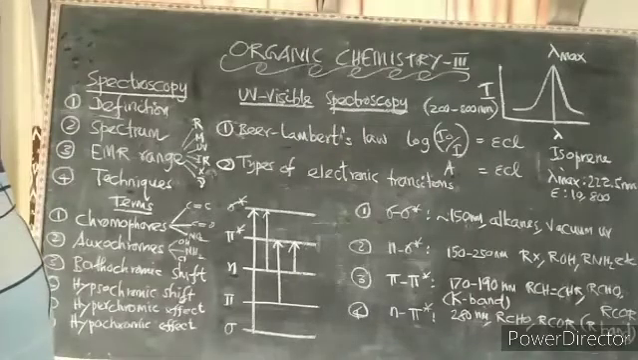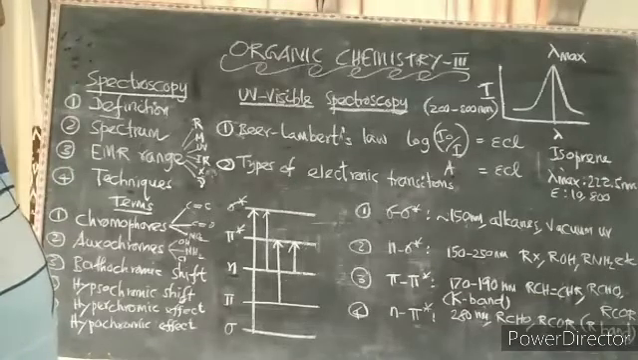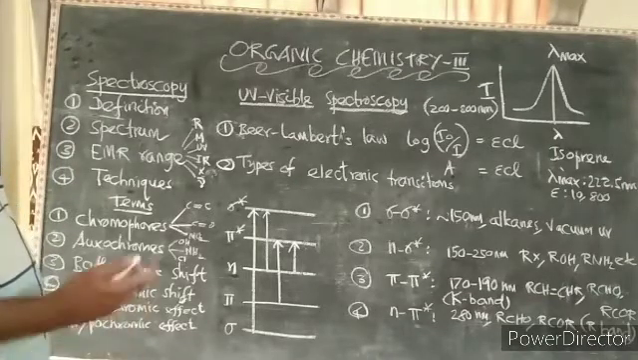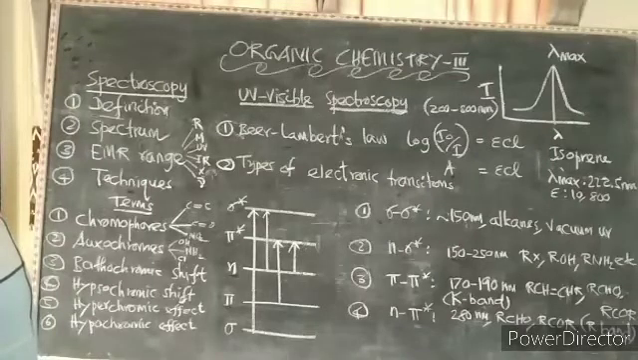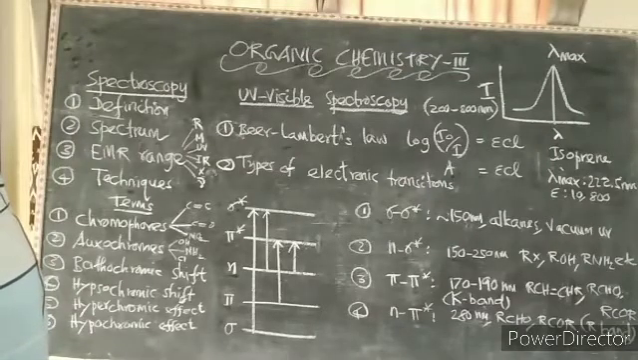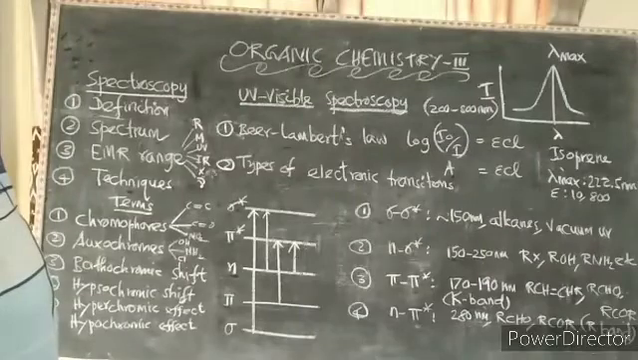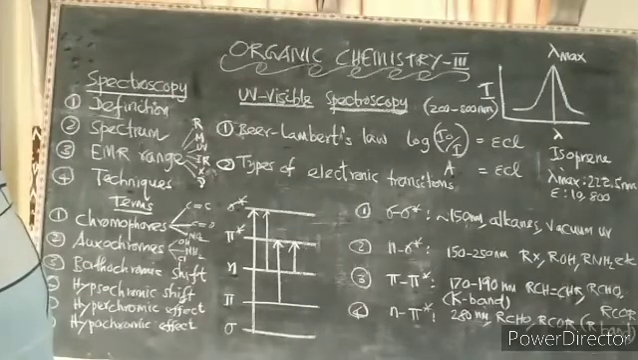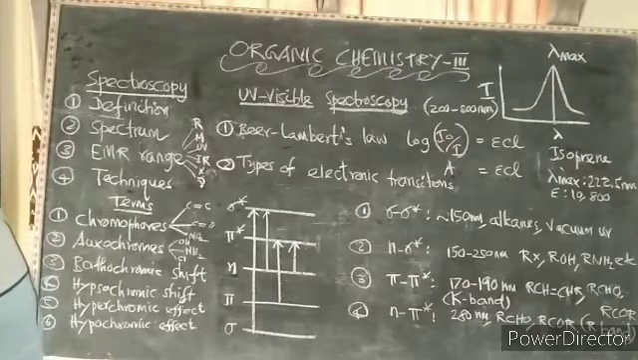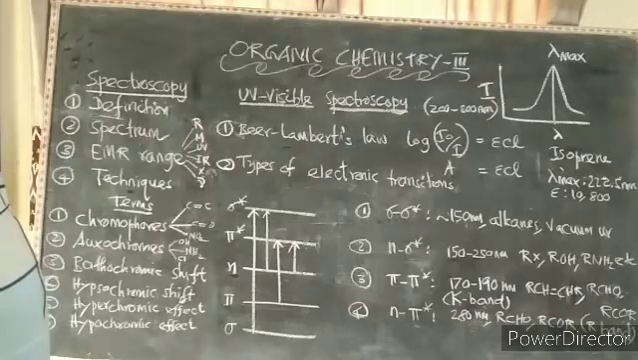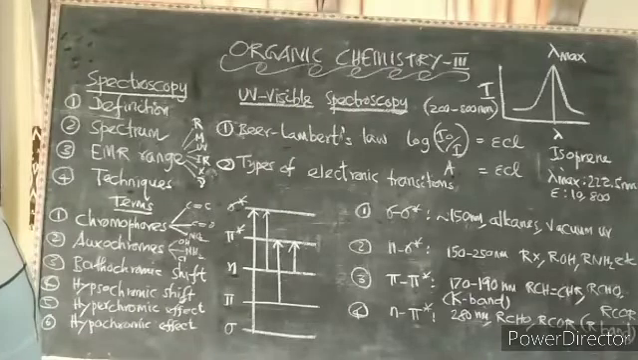The next transition is the n to sigma star transition. Some compounds have n electrons, for example, those compounds having electronegative elements like oxygen, nitrogen, halogens, etc., RX, ROH, RNH2, etc. These n electrons can be excited to the sigma star antibonding level, and the energy is in a broad range, that is 150 to 250 nanometer, depending upon the substituent present in the alkyl moiety.